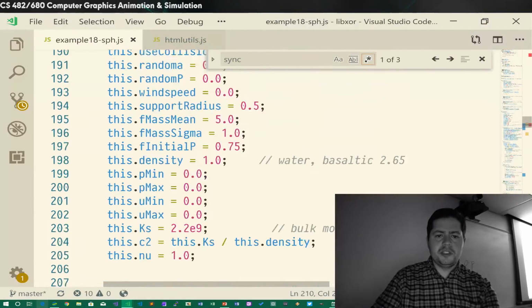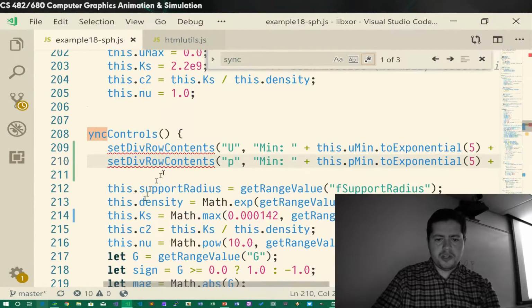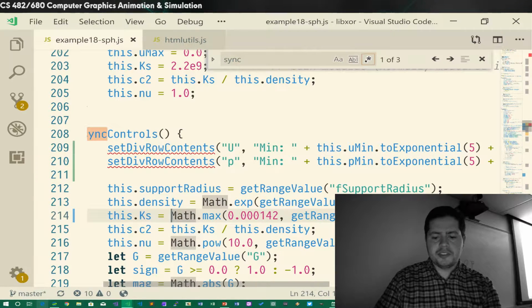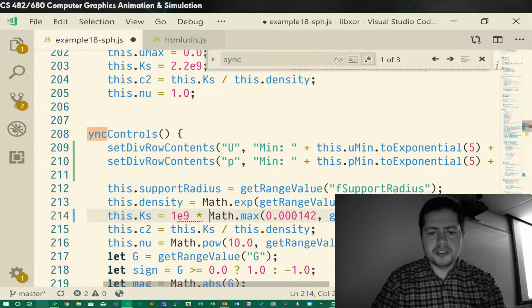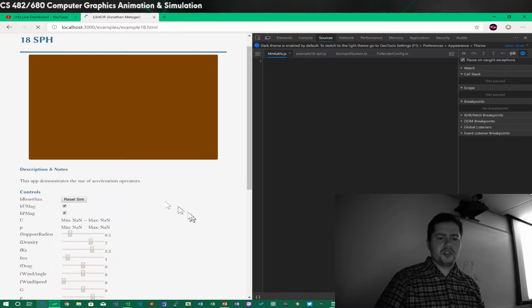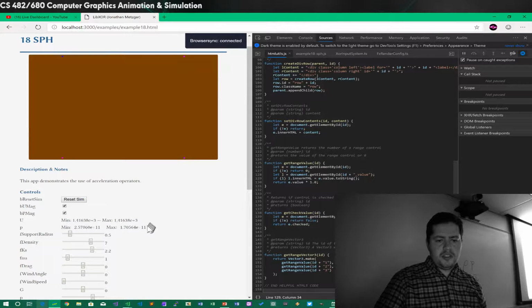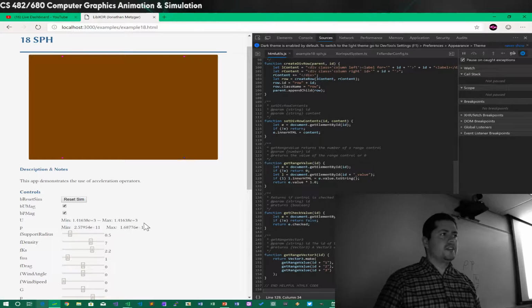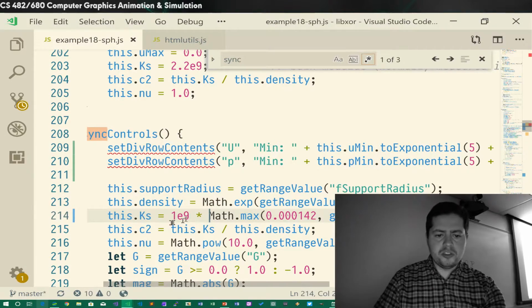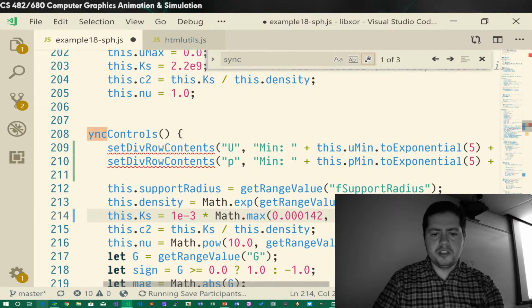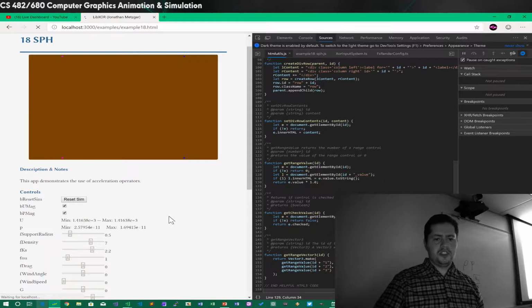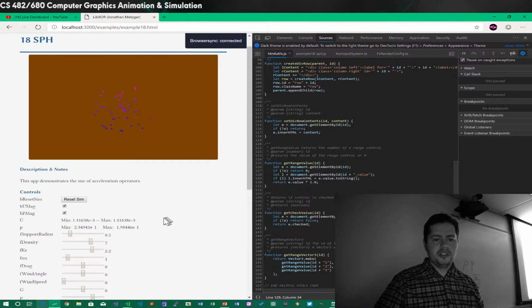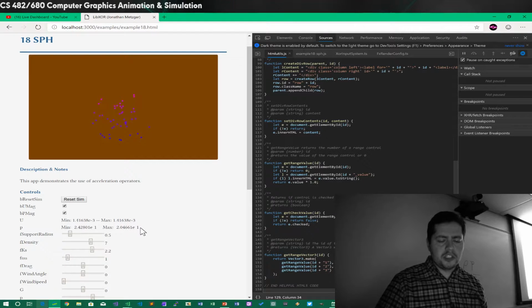Now let me see, so sync controls over here. And this is not even scaled, so if we do this, 1E9 times, then the pressure, you see how the pressure is just, we're talking really huge numbers. I guess that's a big issue. Whereas if we divided the speed of sound basically by a third, then the pressure would be changing by very, very little.